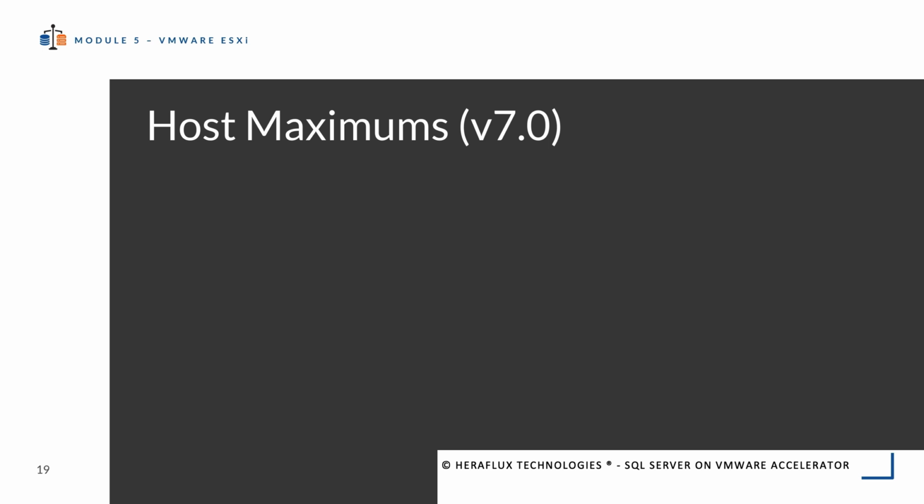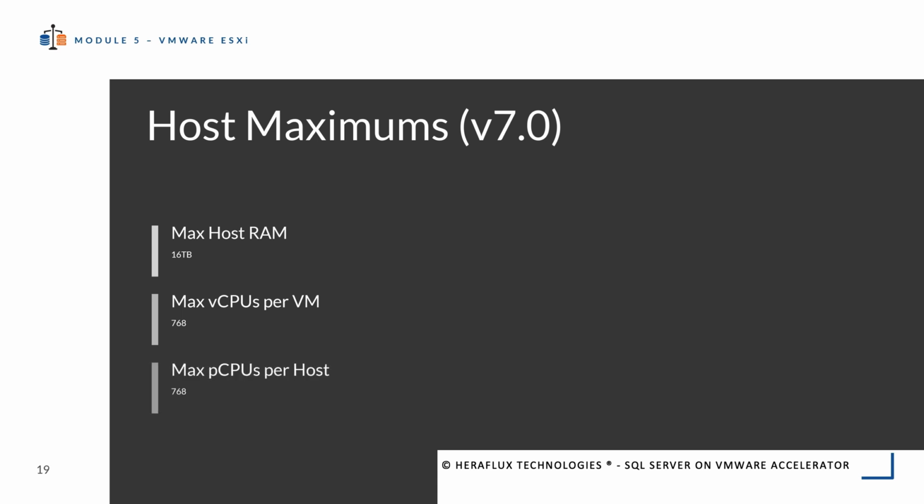The maximum values are amazingly high. At the time of this writing, a host can have up to 16 terabytes of RAM and allocate up to 768 virtual CPUs per virtual machine. The physical machine can also have up to 768 physical CPU cores as well, and there's only one manufacturer out there that makes a machine this big. We can have 1,024 virtual machines per host and assign up to 32 virtual CPUs for every physical CPU core.